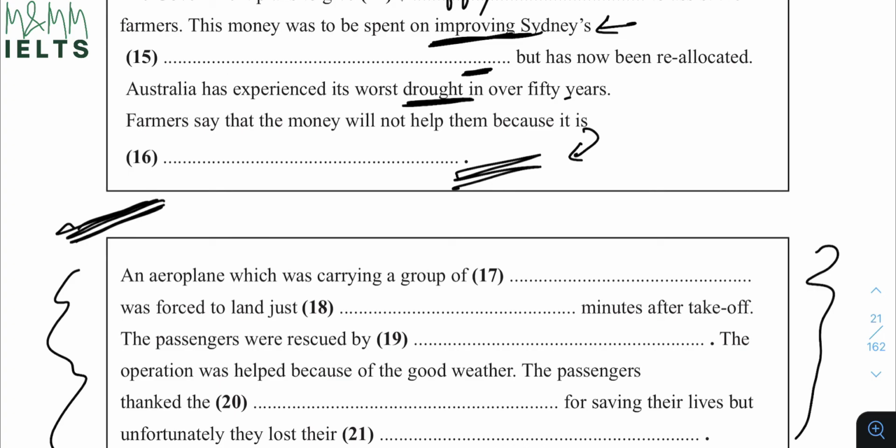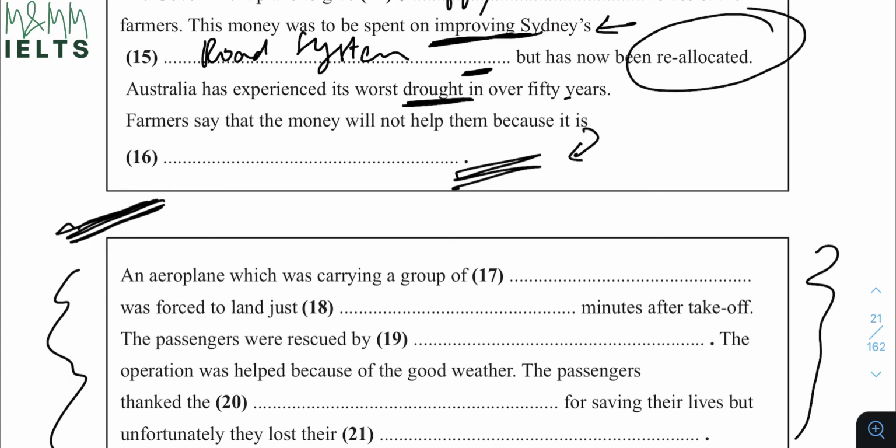Farmers who have not seen rain for years get through the next 5 years. Money that was to have been spent on the restructuring of Sydney's road system has been reallocated to what the Prime Minister described as very simple.